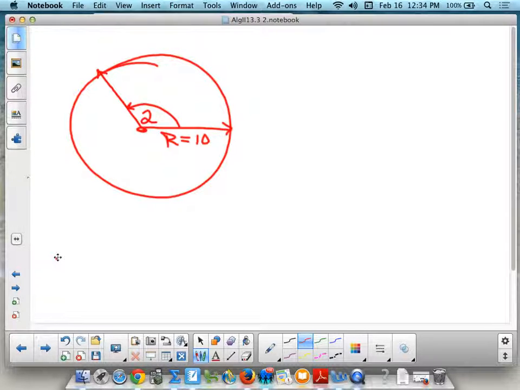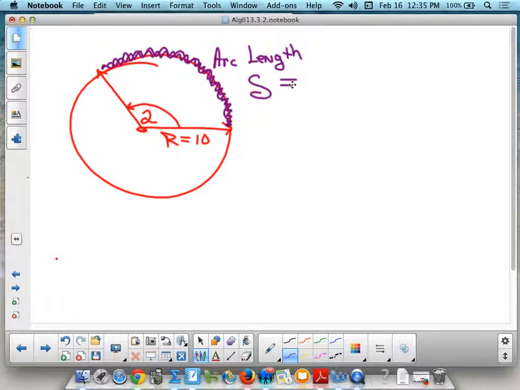How do you know it's radians? There's no degree symbol. Without a degree symbol, you're in radians. Okay. Well, here's what you want. Today, you want this distance from here to here. What do we call that distance? We call that distance arc length, otherwise known as, they use capital S. So instead of arc length, it's just S.